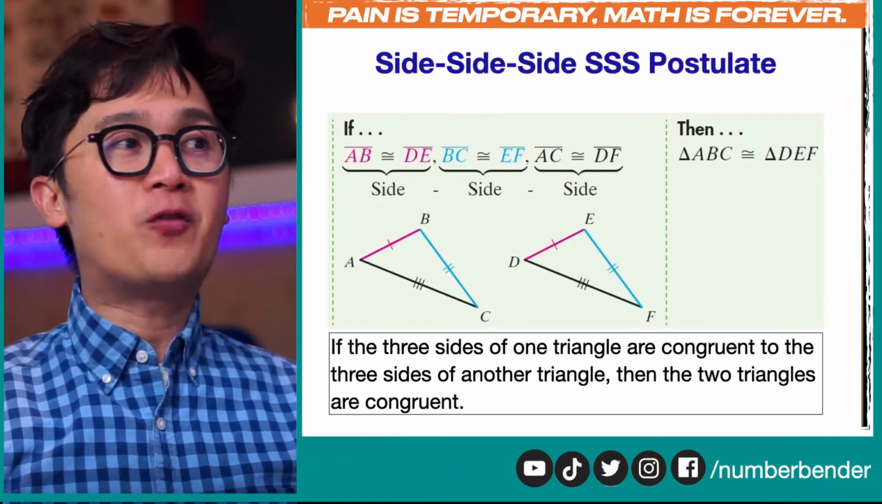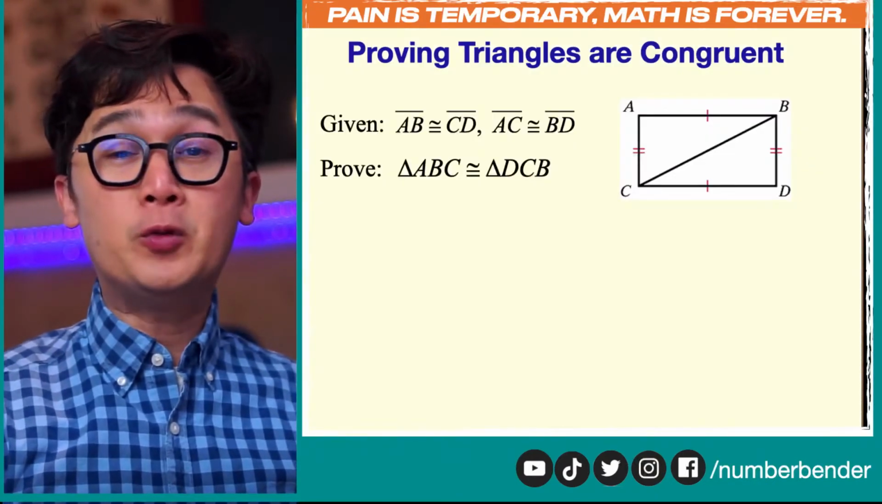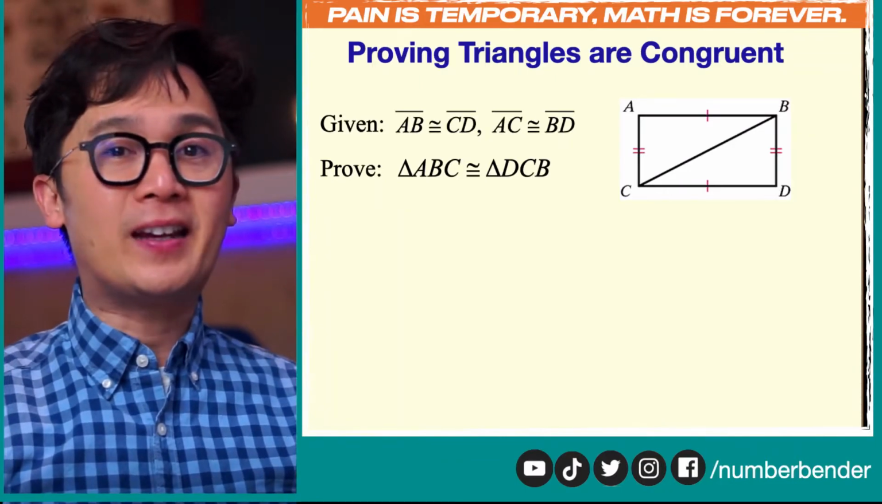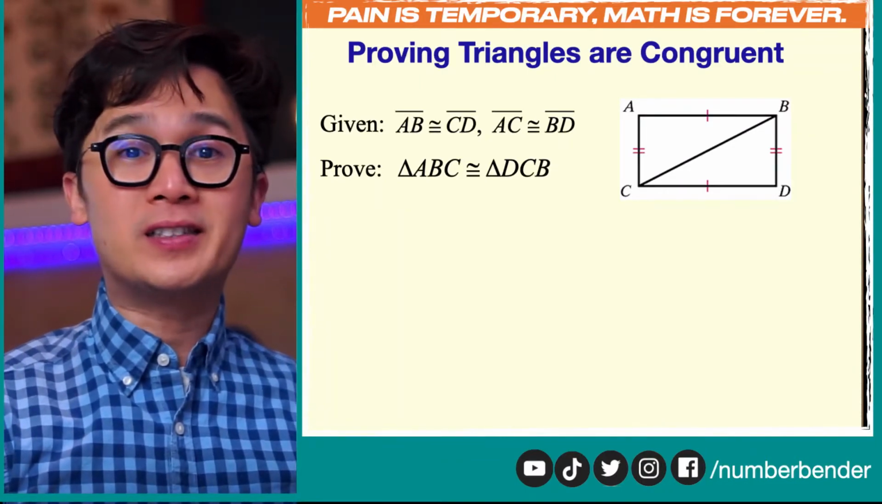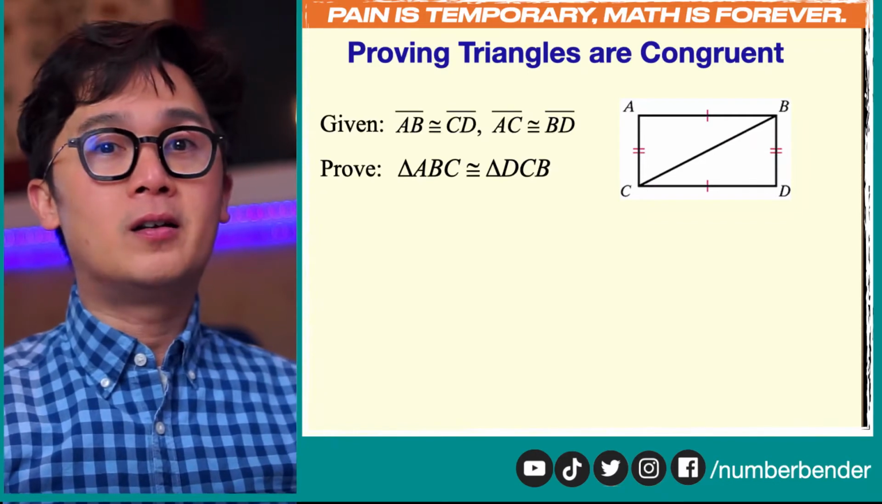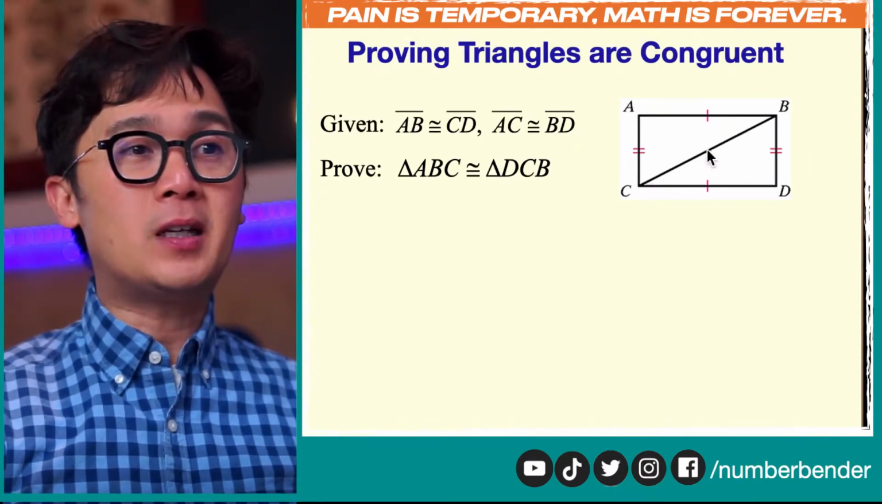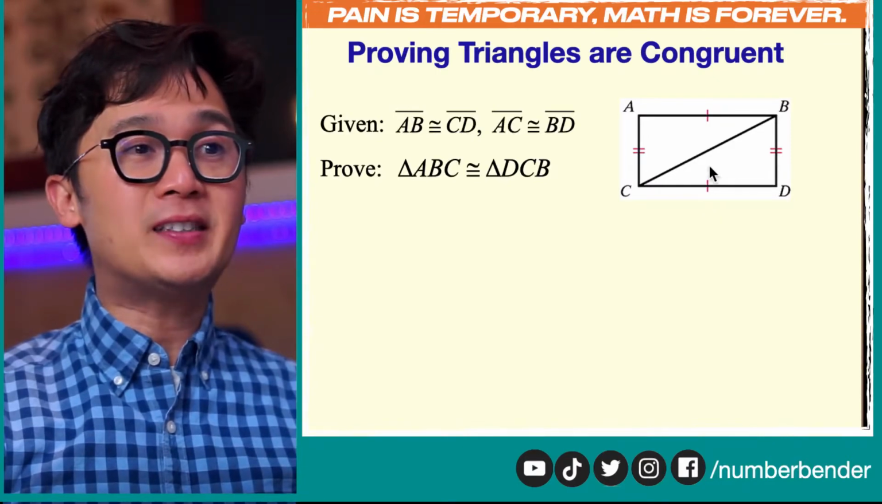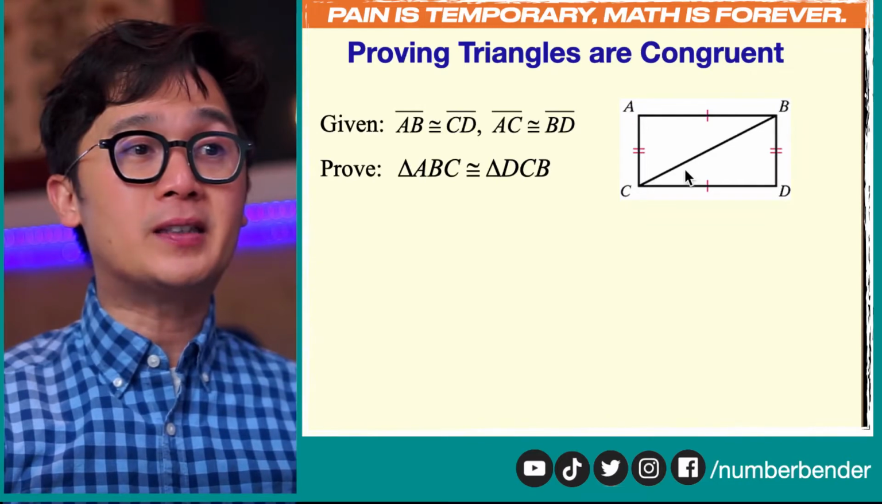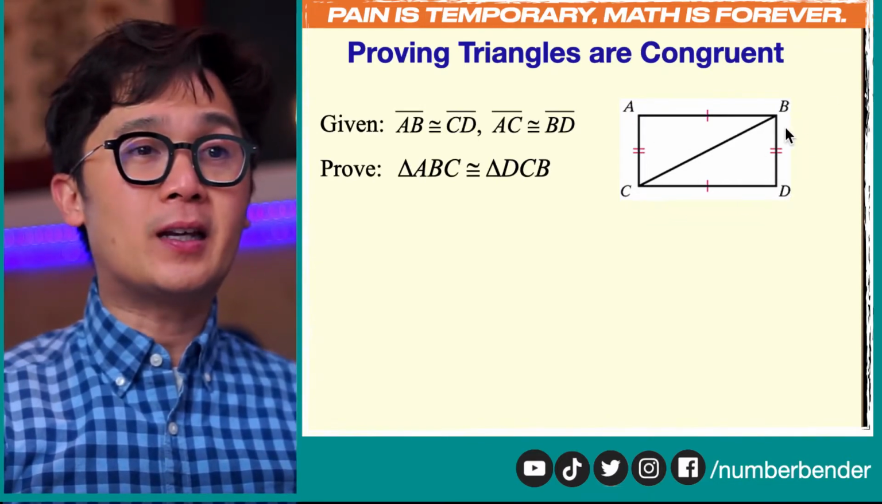So let's see if we can use this postulate in proving that the two triangles in this diagram are congruent. Here we are given that AB is congruent to CD and AC is congruent to BD, and we need to prove that triangle ABC is congruent to triangle DCB.